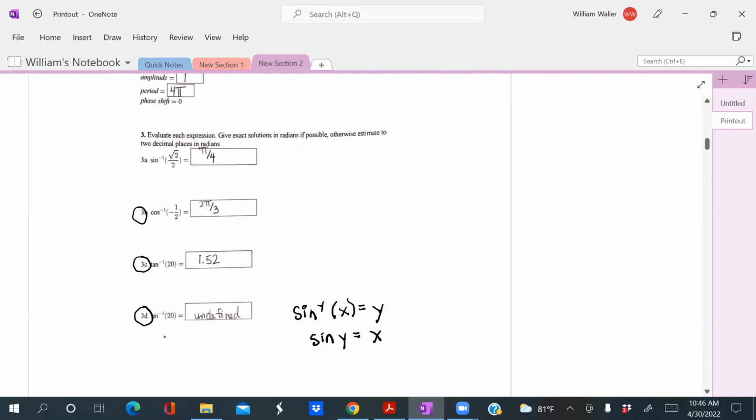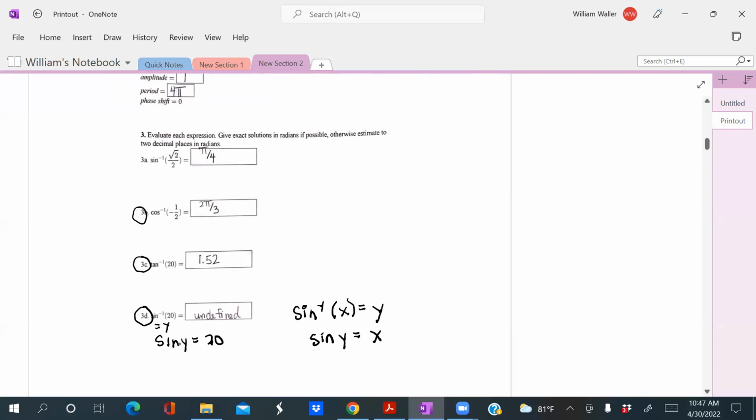So in this case, if we call sine inverse of 20 y, what we're indicating is the sine of y is equal to 20. So we're looking for an angle y here whose sine is 20. That's what this expression means.